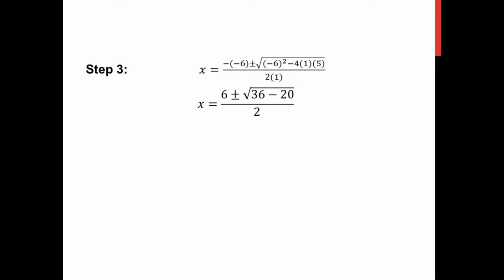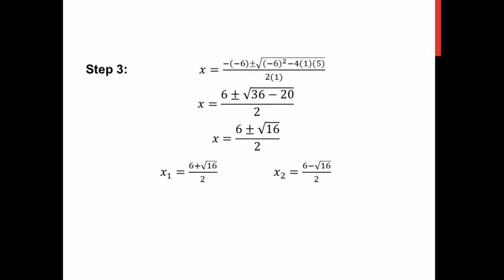So we have here negative of negative 6 is positive 6, plus or minus negative 6 quantity squared is equal to 36, and 4 times 1 times 5 is equal to 20, so that is minus 20, all over 2 times 1 is 2. So we now have 6 plus or minus the square root of 36 minus 20, which is the square root of 16, all over 2.